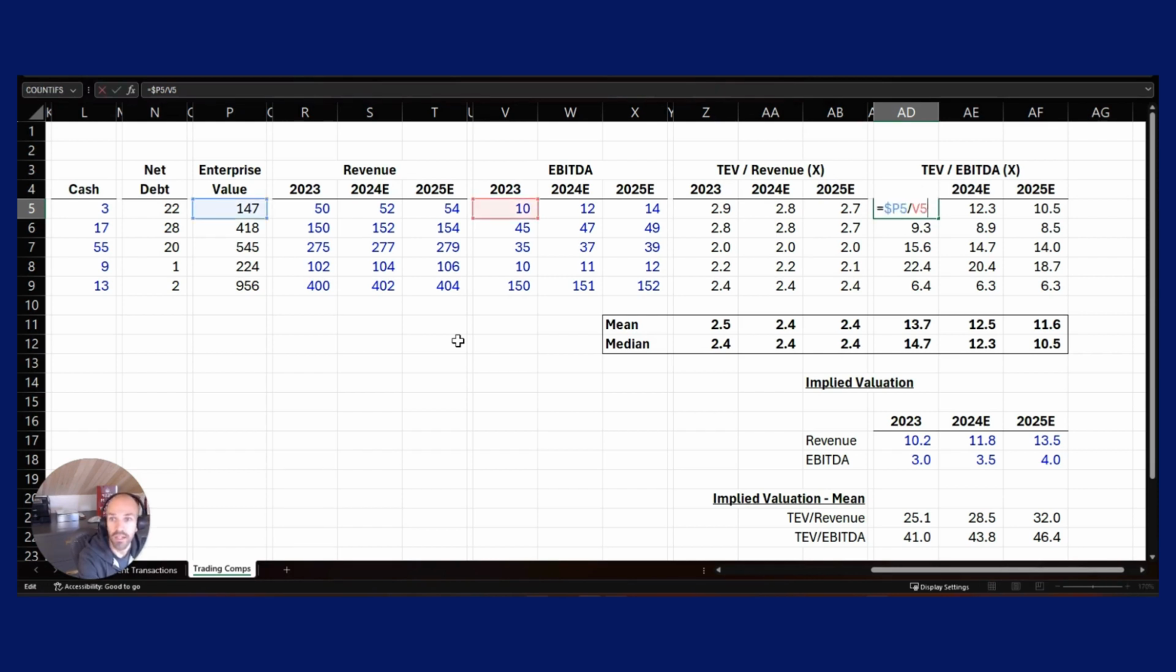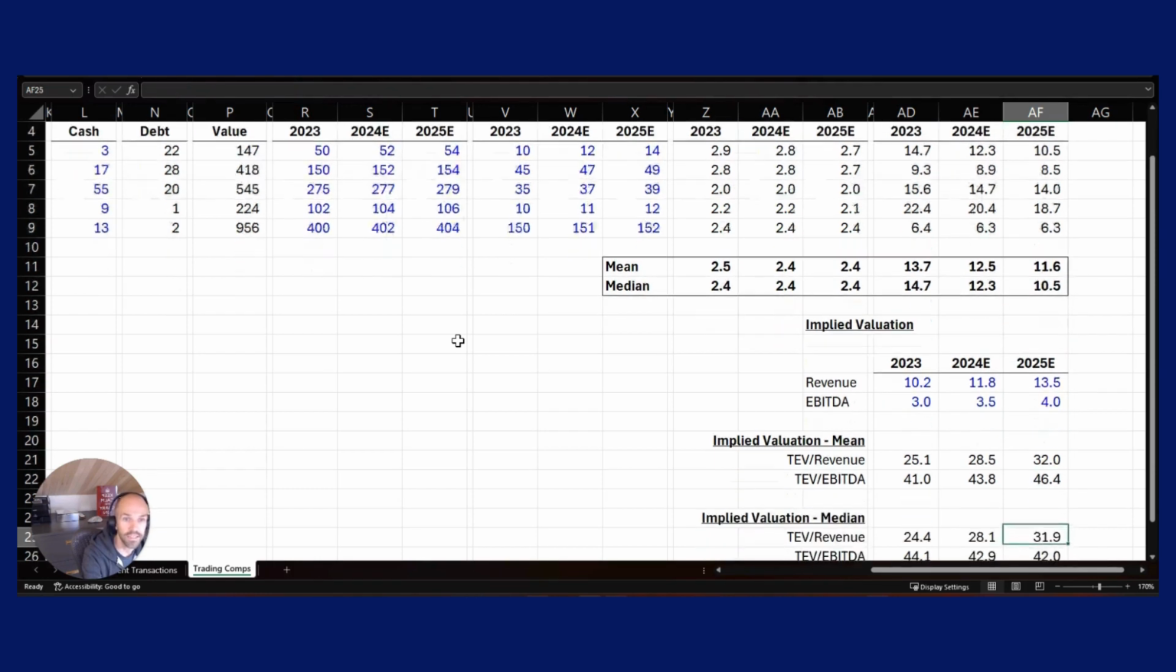So for EBITDA, enterprise value divided by the 2023 EBITDA, or enterprise value divided by the 2024 EBITDA to come up with multiples here. And then here at the bottom, all we've done is taken an average of those and we've taken a median of those. And so you can see how those numbers, on average, are about, call it 2.5 times revenue as a multiple, or 12 to 13 times as a multiple of EBITDA. And so that's the numbers we're going to use to apply to the company that we're trying to value.